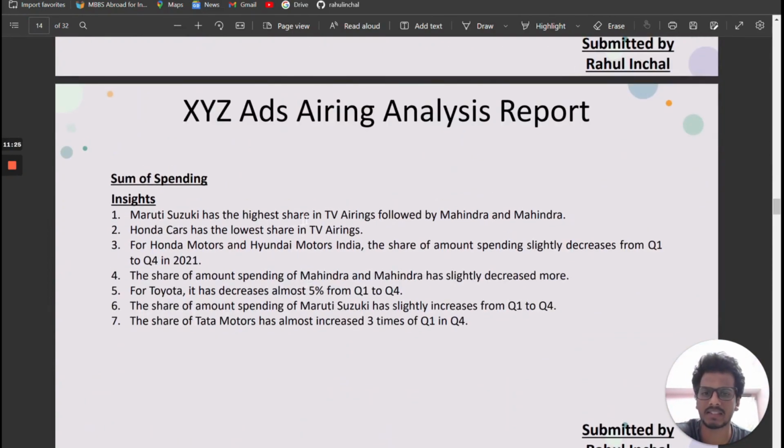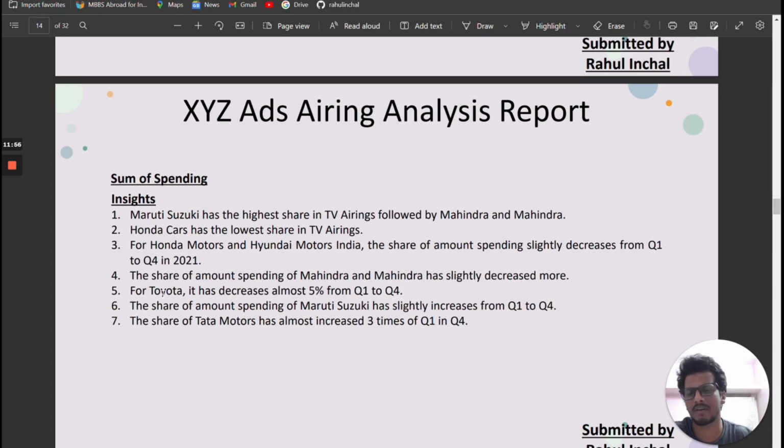Maruti Suzuki has the highest share in TV airing, followed by Mahindra and Mahindra. Honda Cars has the lowest share in TV airing. For Honda Motors and Hyundai Motors India, the share amount slightly decreases from quarter 1 to quarter 4 in 2021. The share of amount spending of Mahindra and Mahindra has slightly decreased more. For Toyota, it has decreased almost 5% from Q1 to Q4.